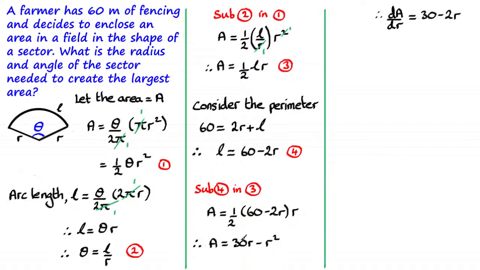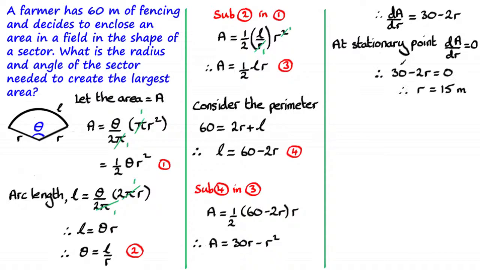You've got to differentiate it. If you differentiate in the usual way, it's going to be 30 minus 2r. Put that equal to 0. At that stationary point, dA by dr equals 0. So you have got 30 minus 2r equals 0. And if you rearrange that, 2r would equal 30. Divide both sides by 2 and r is 15. The units, by the way, are meters, not centimeters, in case you did put centimeters down. It'd be a very small fence for a farmer if it was in centimeters.